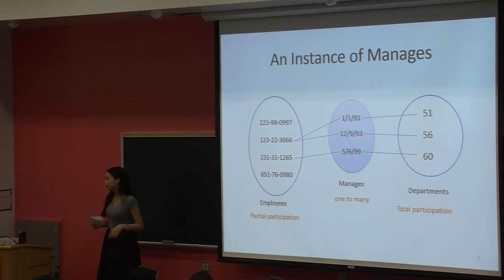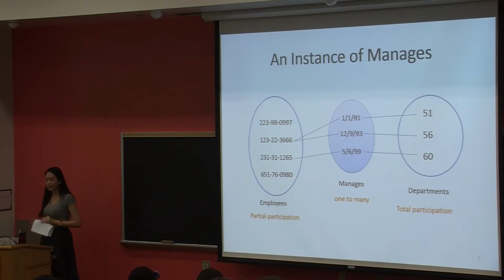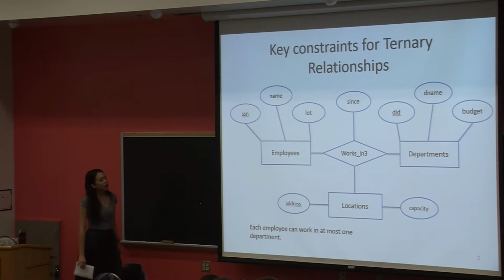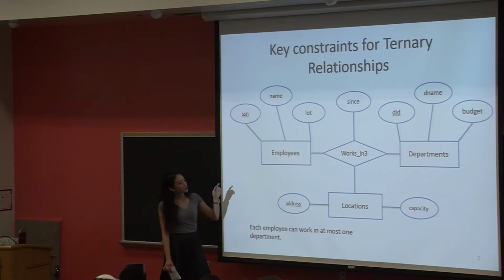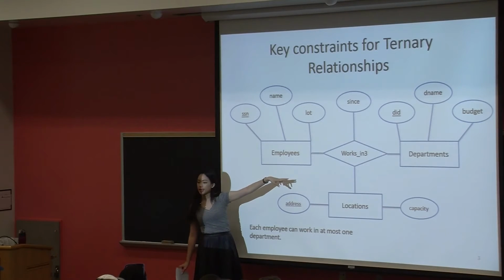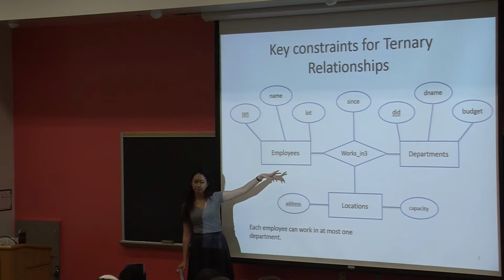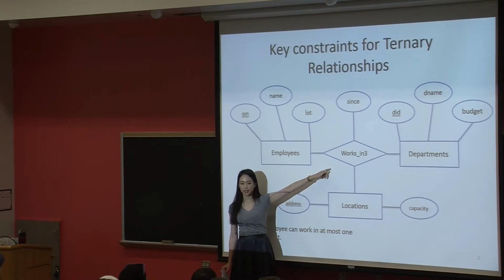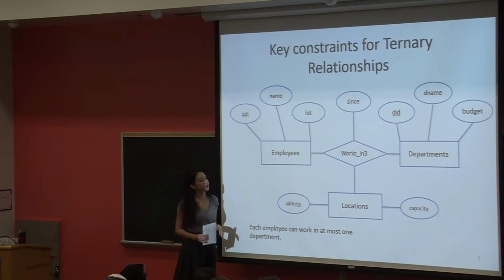Last time we paid quite a lot of attention to the key constraint. Remember, if we have arrows, they represent the at most one constraint. Let's take a look at this. We can also add arrows when the relationships are ternary. Remember what ternary is? When we have 3 entities involved in one relationship, we say it's a ternary relationship.